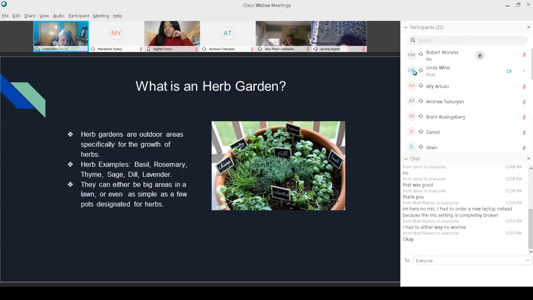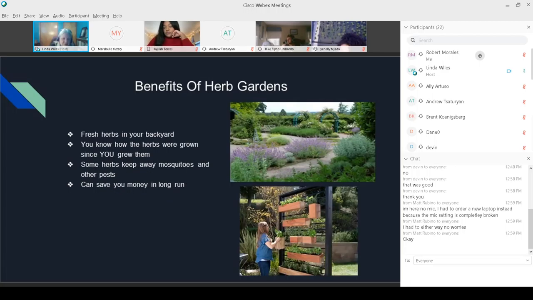So you can either use big areas in the lawn. At one point in time, I had a thyme lawn for a while. I had to get rid of it because I'm allergic to bees, and they loved it. So even as simple as a few pots can be designated for herbs. So it doesn't have to be where you're going wholesale and basically taking out all of your yard and replacing it with herbs. You can do just one pot. You can do two pots. You can do a 2 or 3 foot area. So it's up to you what you want to use for it.